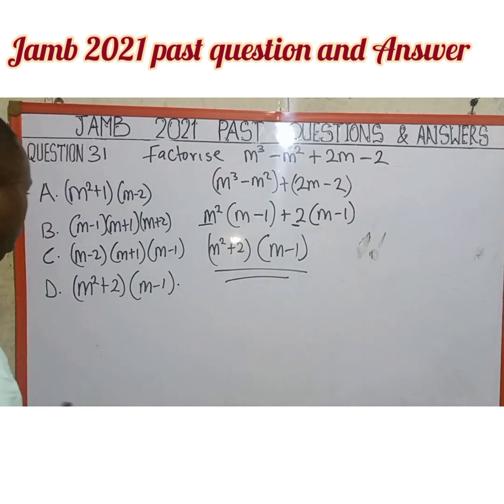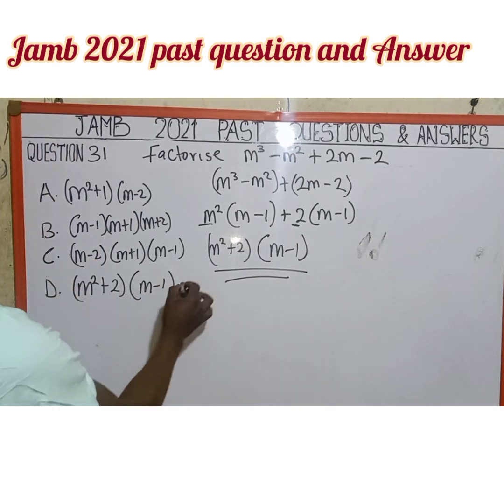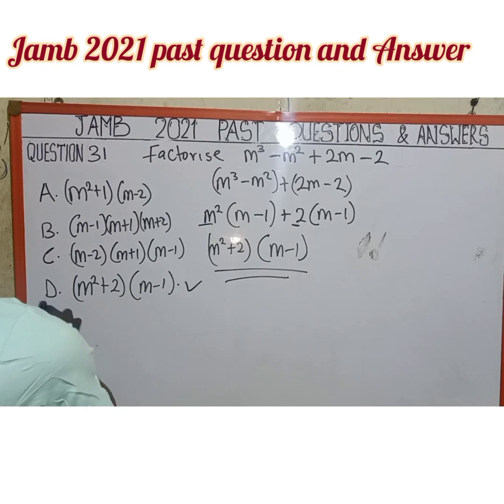So the correct answer here is option D, which is m squared plus 2, second bracket is m minus 1.